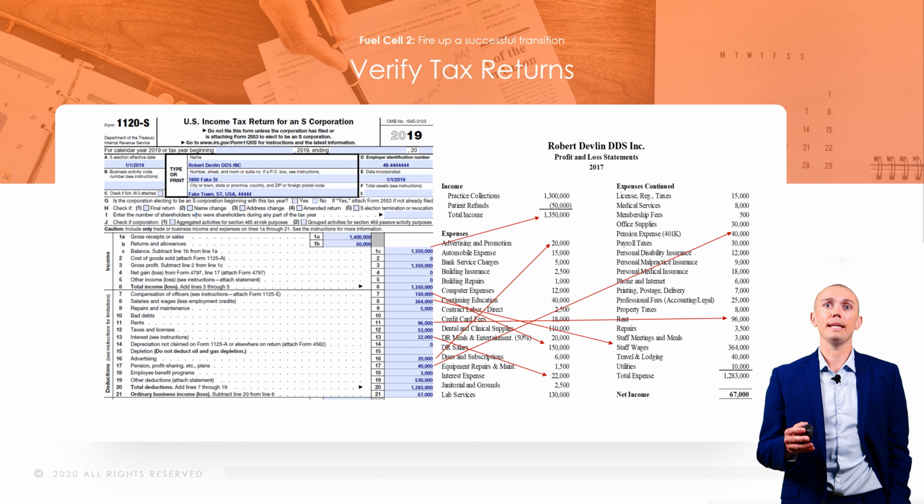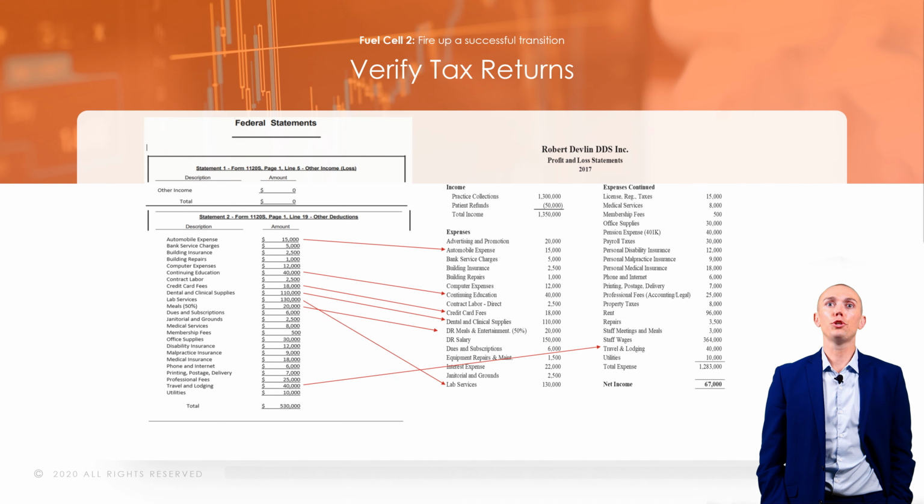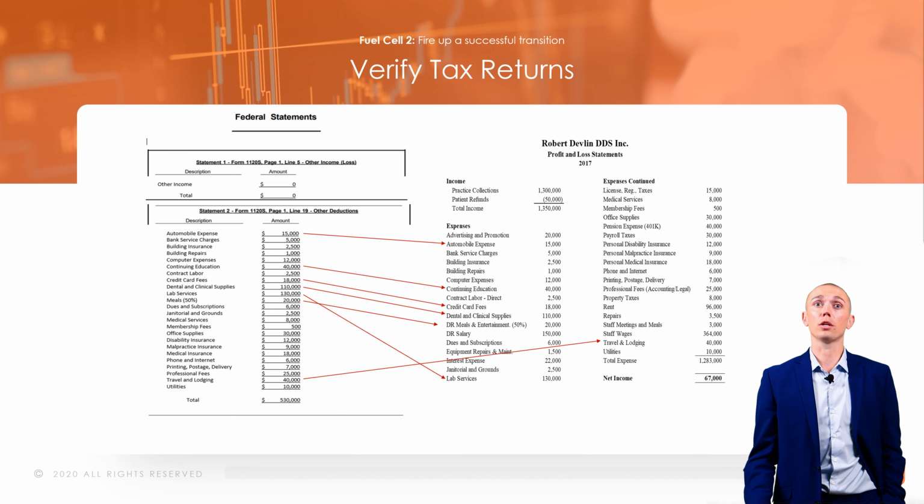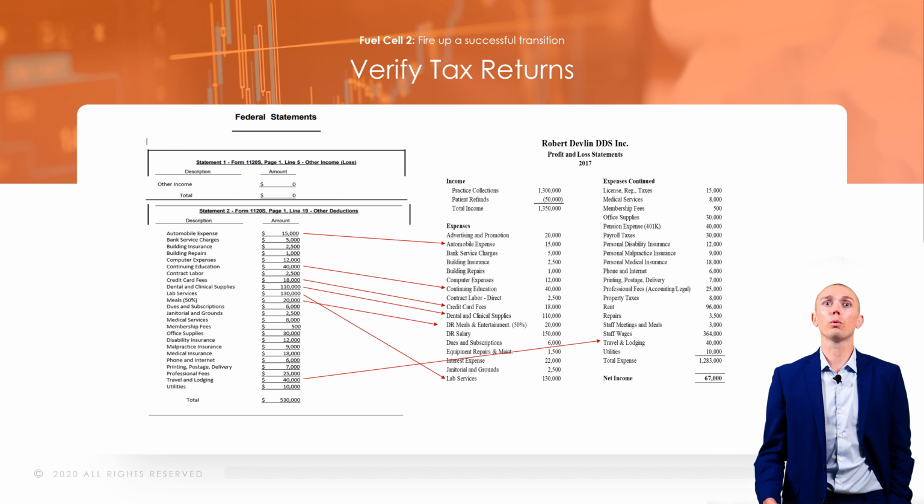And on line 19, you will find a summarization of the other deductions, and next we will look at these other deductions to continue our due diligence. On Statement 2 of the seller's tax returns, you will find an itemized list of all expenses making up the other deductions line item. And here we will continue to cross-reference expenses from the tax return to their corresponding accounting records.